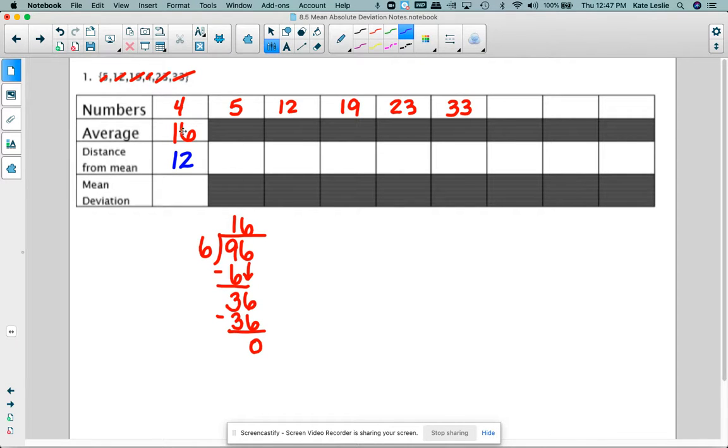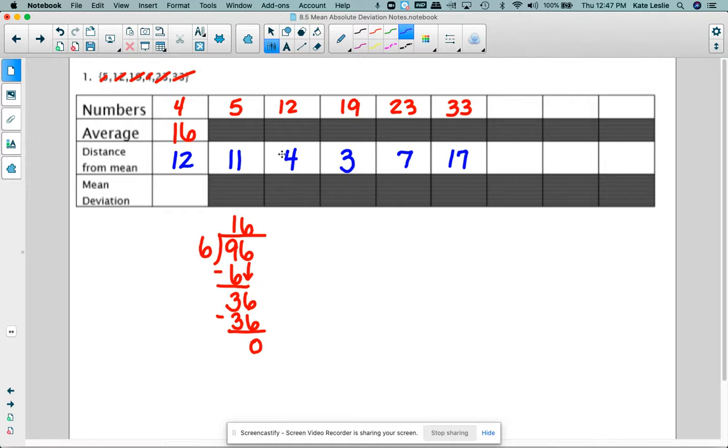Okay, the next one, 16 minus 5. See how I'm going down each number. So 16 minus 5 is 11. That's another new number. 16 minus 12 is 4. You can't do 16 minus 19. 19 is too big, so we have to do 19 minus 16 to get 3. You always want them to be positive values. 23 minus 16 is 7. And then 33 minus 16 is 17.